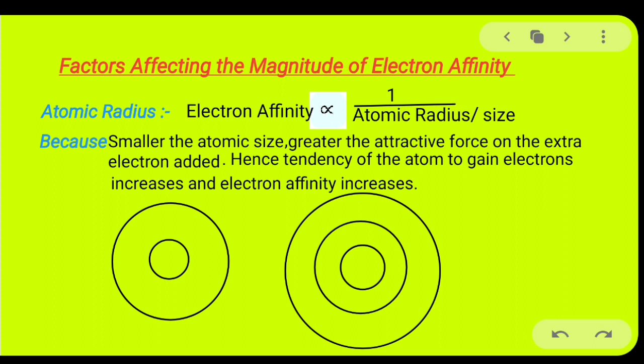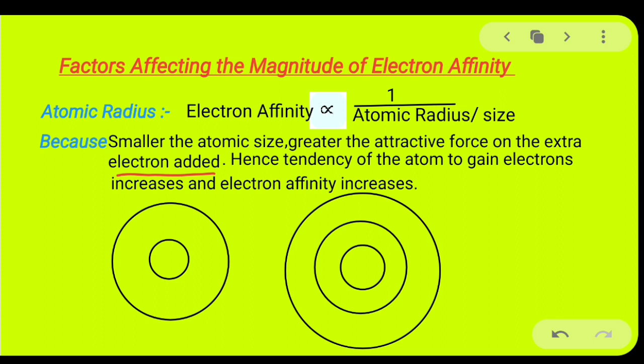The first factor is atomic radius. Electron affinity is inversely proportional to the atomic radius. This means when atomic radius increases, electron affinity decreases. The smaller the atomic size, the greater the attractive force on the extra electron added. You can see the example here.